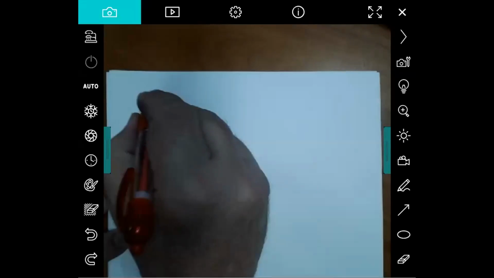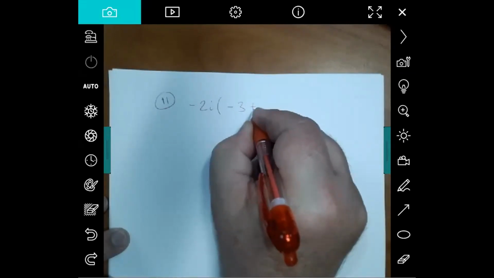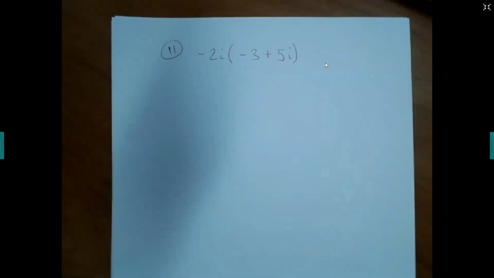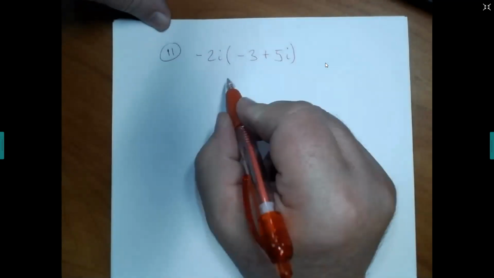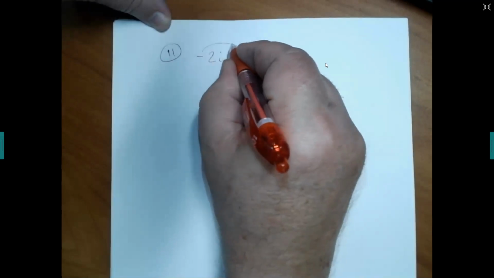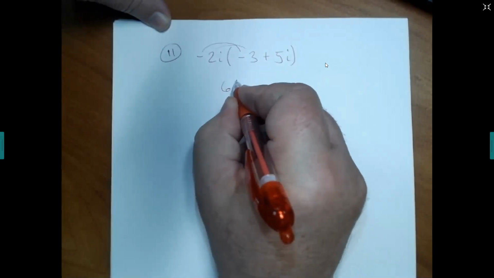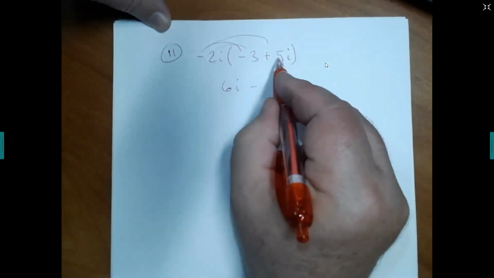Number 11. Negative 2i times negative 3 plus 5i. Can't do anything inside the parentheses, so we have to get rid of the parentheses. Distribute. Negative times negative is a positive. 2 times 3 is 6i. Negative times positive is a negative. 2 times 5 is 10.